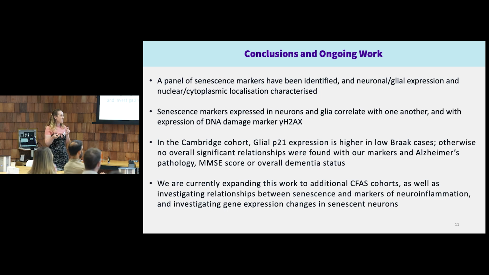We're currently expanding this work to additional CFAS cohorts, and also looking at the relationship between senescence and potential markers of neuroinflammation, and also currently I've carried out some microarrays looking at gene expression changes in senescent neurons.